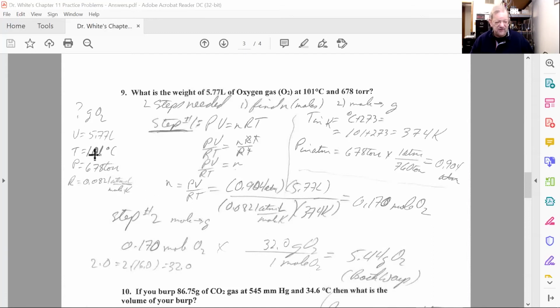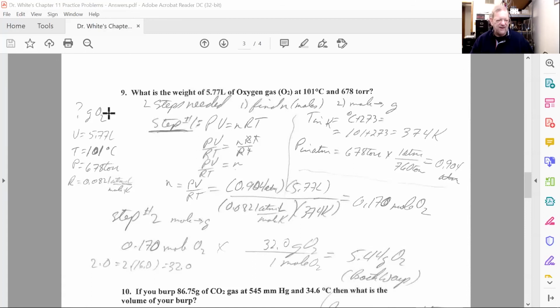And temperature, you can't use this number. It has to be in Kelvin. Temperature in Kelvin is degrees C plus 273. And therefore, we have 101 plus 273, 374. We do that, and we get 0.170 moles. Now, are we done?